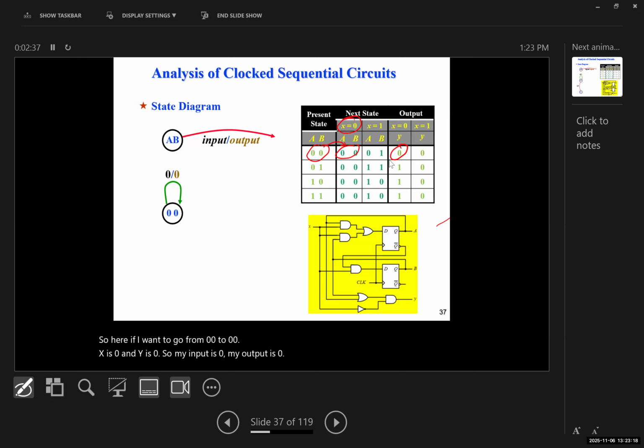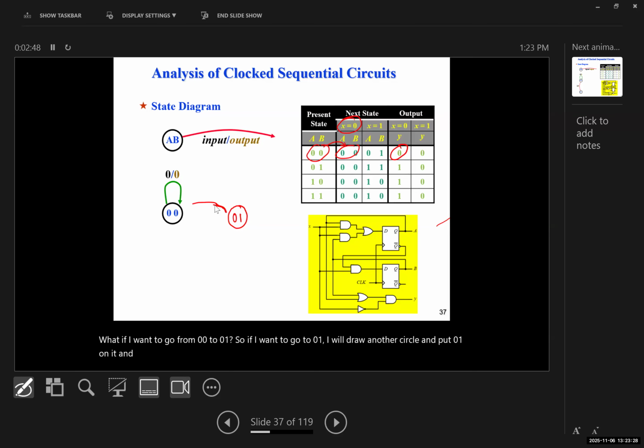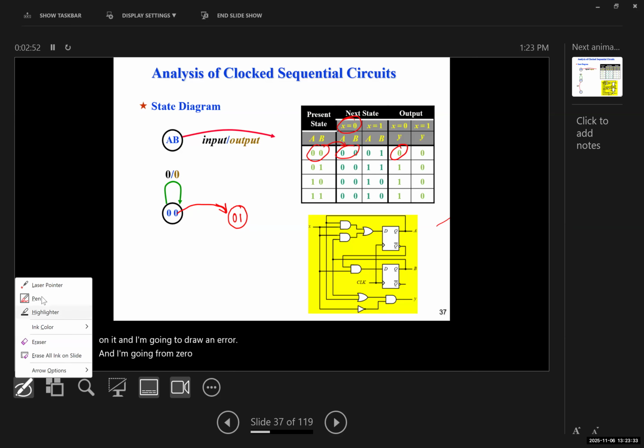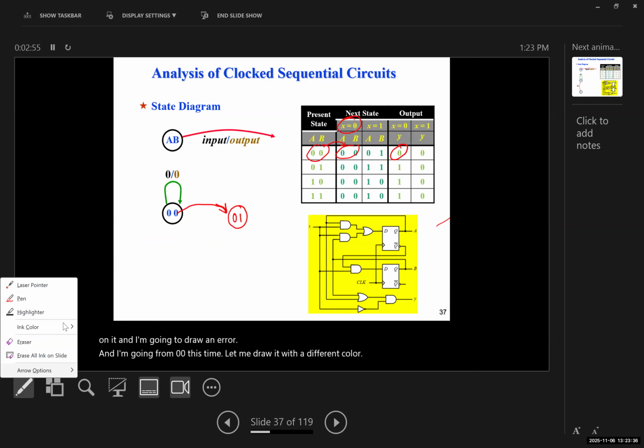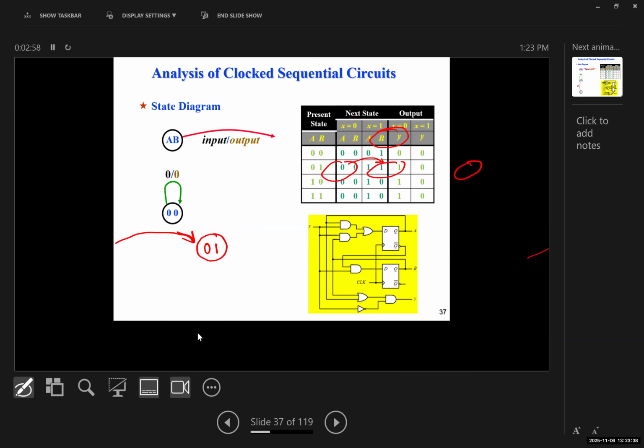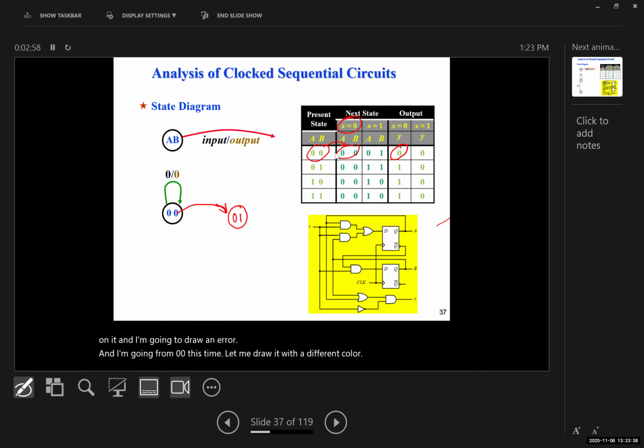Now, what if I want to go from 0, 0 to 0, 1? If I want to go to 0, 1, I will draw another circle and put 0, 1 on it. And I'm going to draw an arrow, from 0, 0 this time to 0, 1, drawing it with a different color. Now, if I want to go from 0, 0 to 0, 1, what is X? X is 1. And what is Y? For X equal to 1, Y is 0. So the input is 1, and the output would be 0.